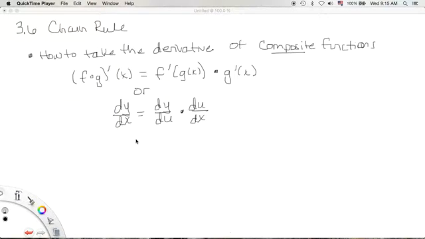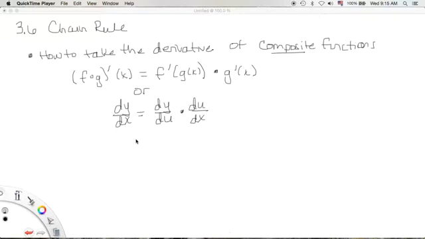All right, we're going to add a new trick to our derivative taking bag. Today we're going to talk about how to take the derivative of composite functions. Remember, a composite function is when another function is put inside of the function itself.